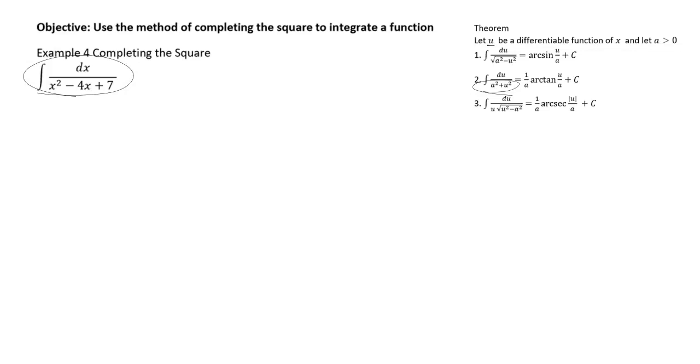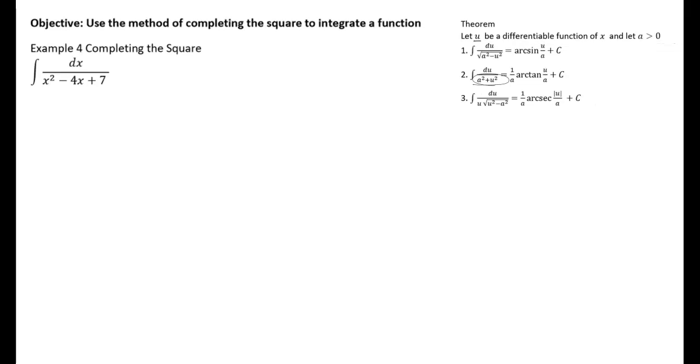So the first thing we're going to do in this problem is some algebra to make our denominator look more like the denominator in number 2, the one that has no square root and only has two terms in the denominator. And to do that, we are first going to need to complete the square on x squared minus 4x plus 7. So you may remember this process from 171.